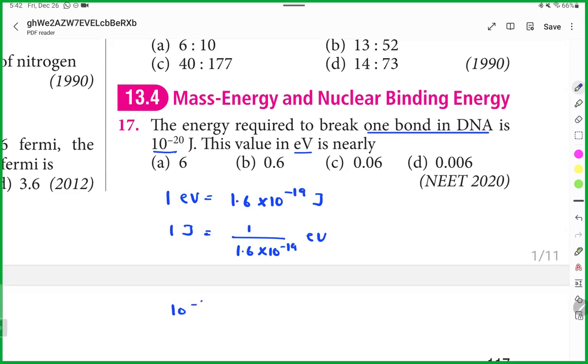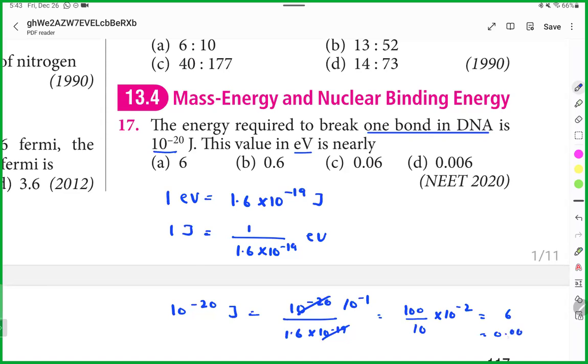So 10 raised to power minus 20 joule will be 10 raised to power minus 20 divided by 1.6 into 10 raised to power minus 19. So if you cut, it will be 10 raised to power minus 1. Correct? So if you take one more zero, then it will be 10 raised to power minus 2, approximately 6. So can we say 0.06? See, any doubt? Just unit conversion, isn't it? This is given in joule, you have to calculate in electron volt, and you need to know this. Any doubt, guys?